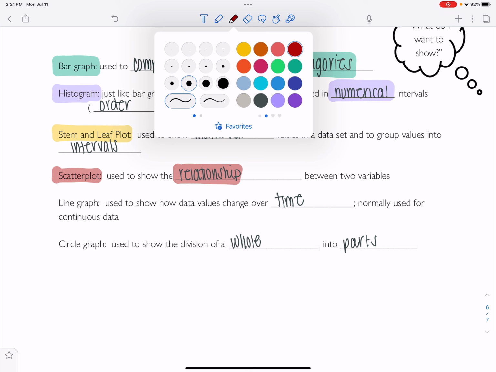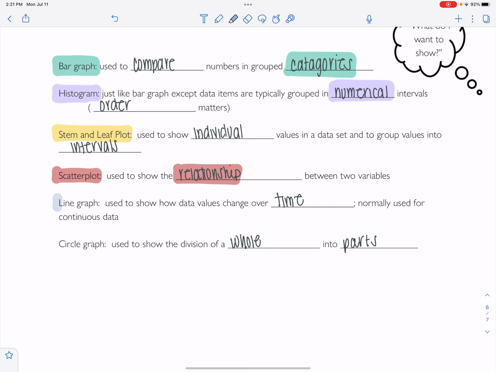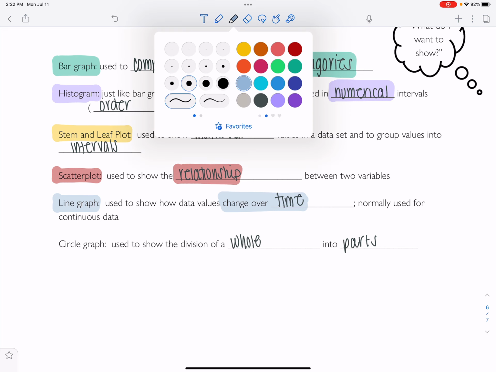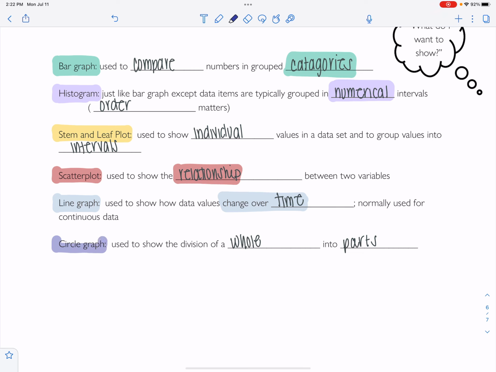Our line graph, you are looking how it changes over time, normally used with continuous data like years, age. And then lastly, our circle graph is going to be used to look at parts of a whole.